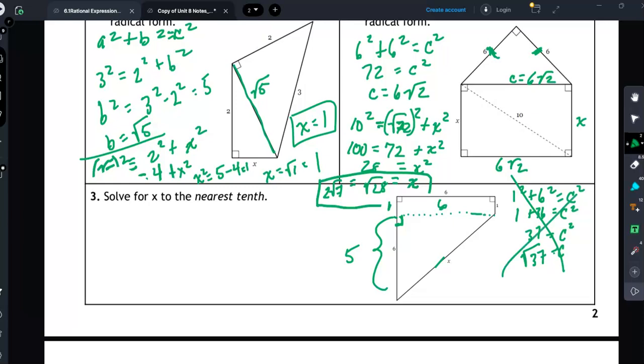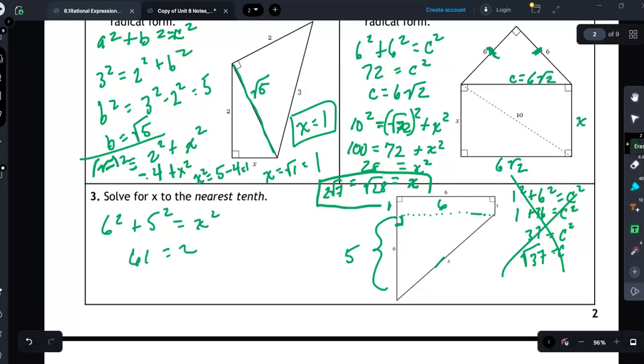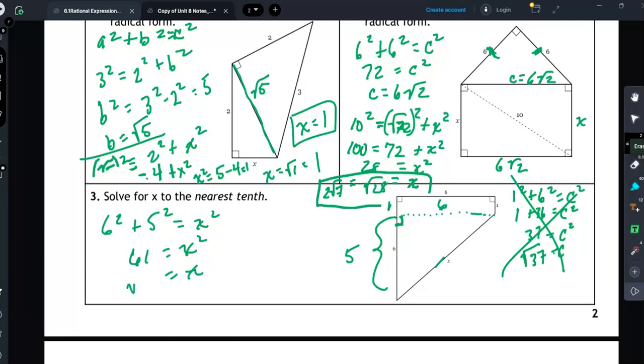We're not using this. This is going to be 6 squared plus 5 squared equals x squared. So that's 36 plus 25, which is 61 equals x squared, or x equals the square root of 61. When you round that to the decimal, hit that little arrow back and forth above the enter button on the yellow calculators, you get x is equal to 7.8.